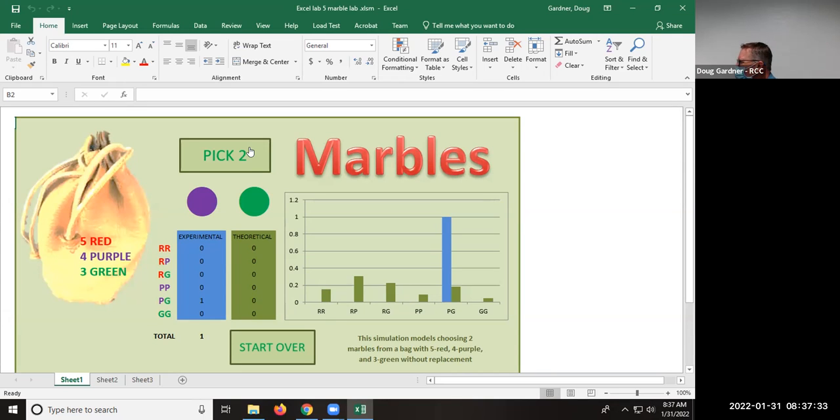But if we pick 2, does it make sense? It's a more interesting game now, in the sense that, well, look at the choices. I wrote them here. You could have a red and a red, or a red and a purple, or a red and a green, or both purple, or a purple and a green, or both green. That's the 6 possibilities that you could get. So what I want to play with is, well, what's the chances of those happening?